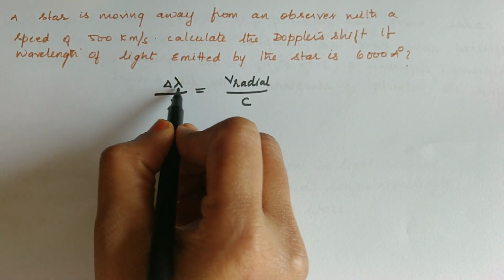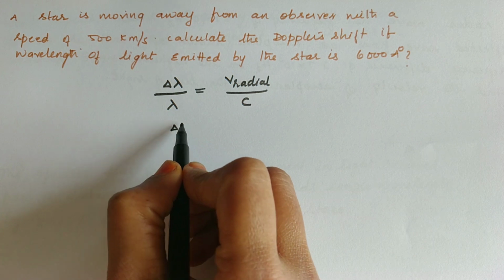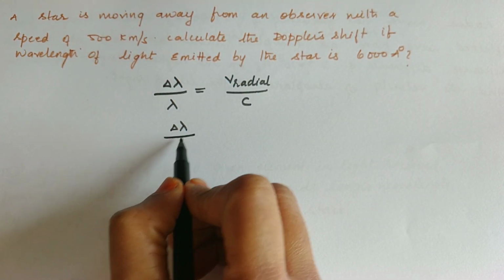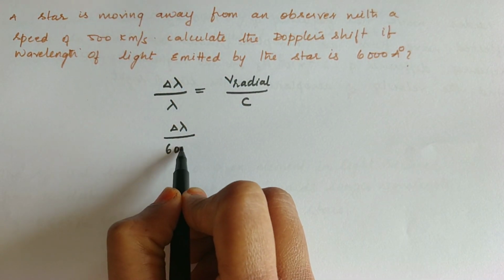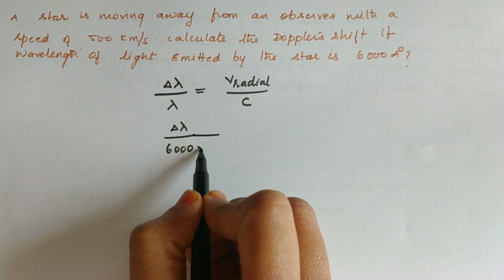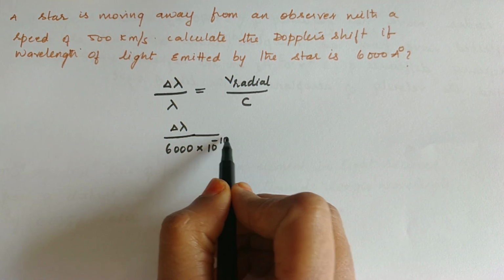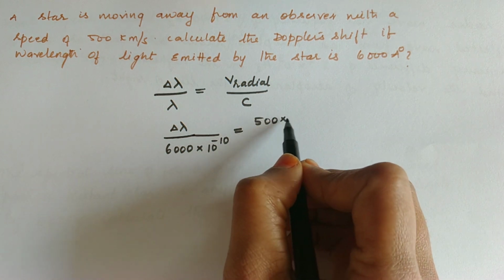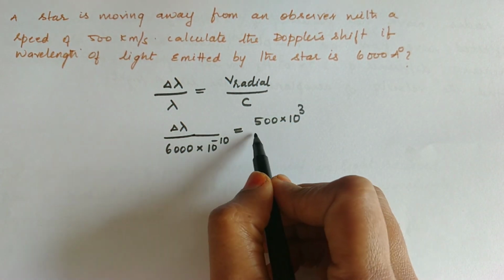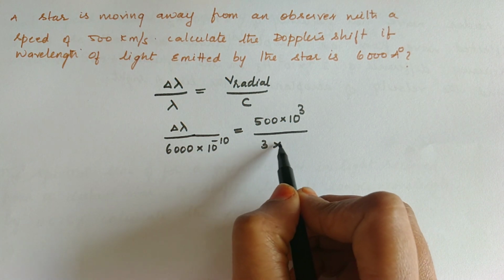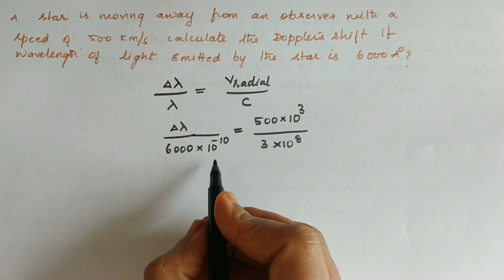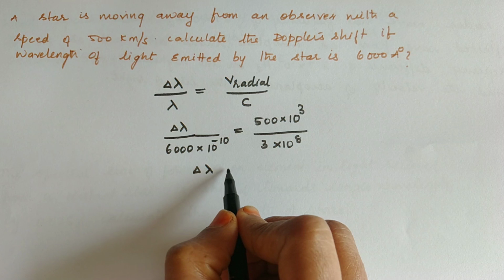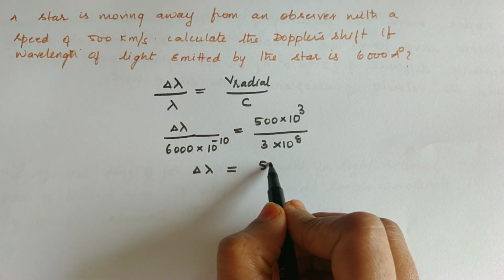So here they are asking you to find out the change in wavelength. So delta lambda by, it is emitting a wavelength of 6000 angstroms. So 6000 into 10 power minus 10 meter. Speed of the star is already given, it's 500 kilometer. I'm converting kilometers to meter per second. And speed of light is 3 into 10 to the power 8. So find out what is the variation of wavelength or the Doppler shift in wavelength.